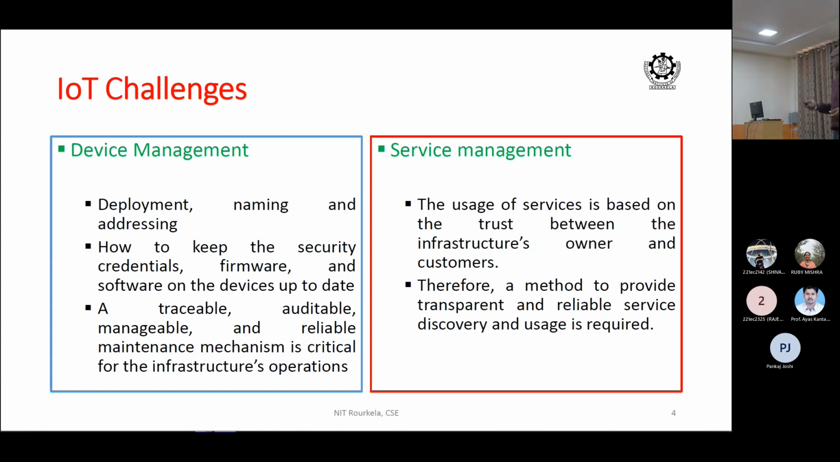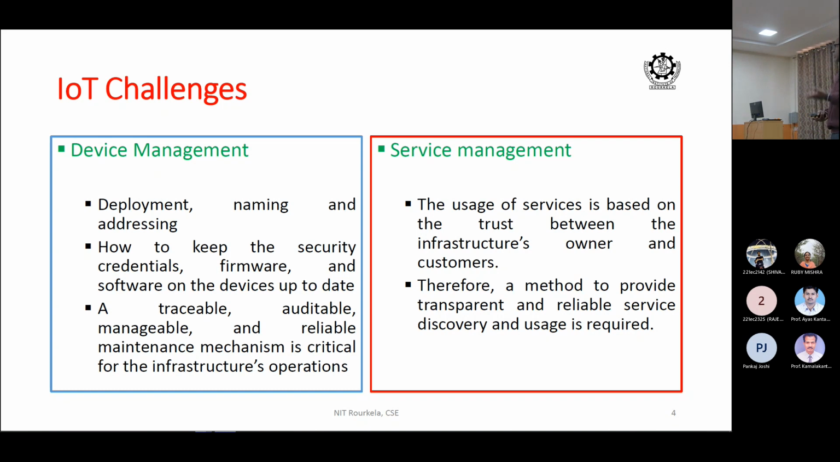Then deployment, naming, addressing. Then once you deploy, you had some credentials stored in it. Maybe the keys are stored for communication. Then how to protect the keys? The next question is deployment. Addressing scheme done. You need to update the software. You have to update the keys there.